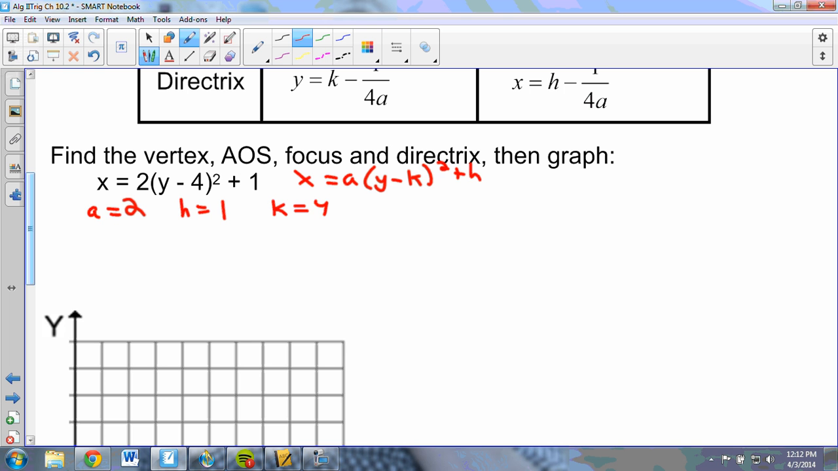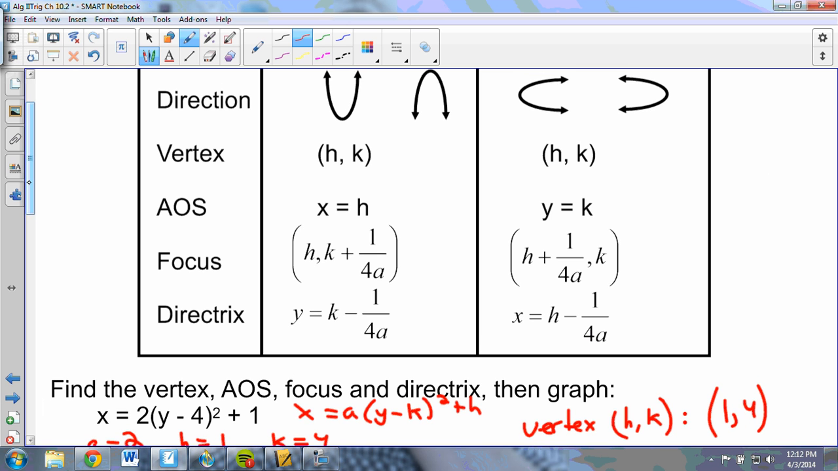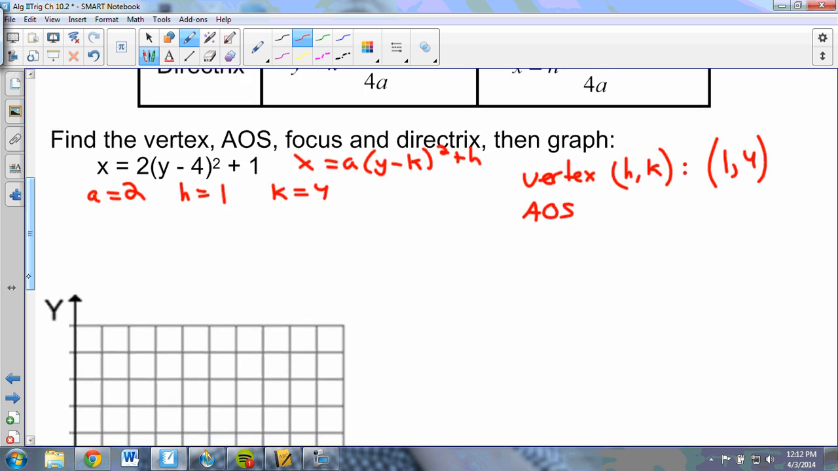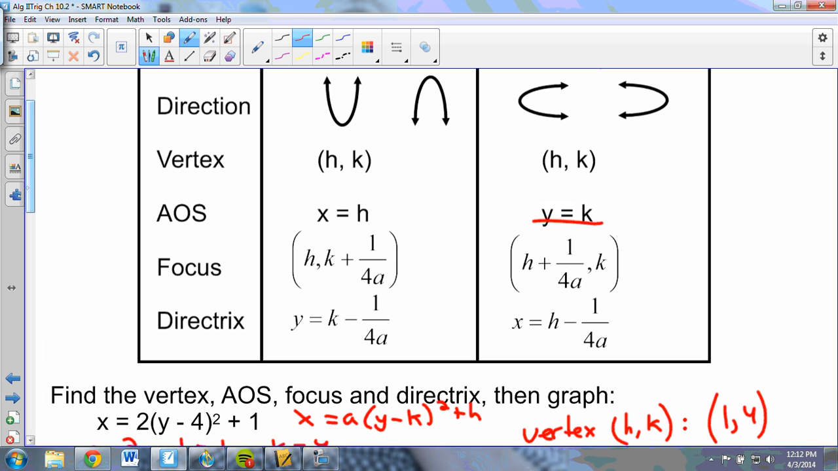Let's see what I know. I know that my vertex is at the point h, k, which is 1, 4. I know that my AOS is going to be the line y equals k. Is that right? Yes, y equals k, the AOS. So that's y equals 4. X equals h, y equals k.